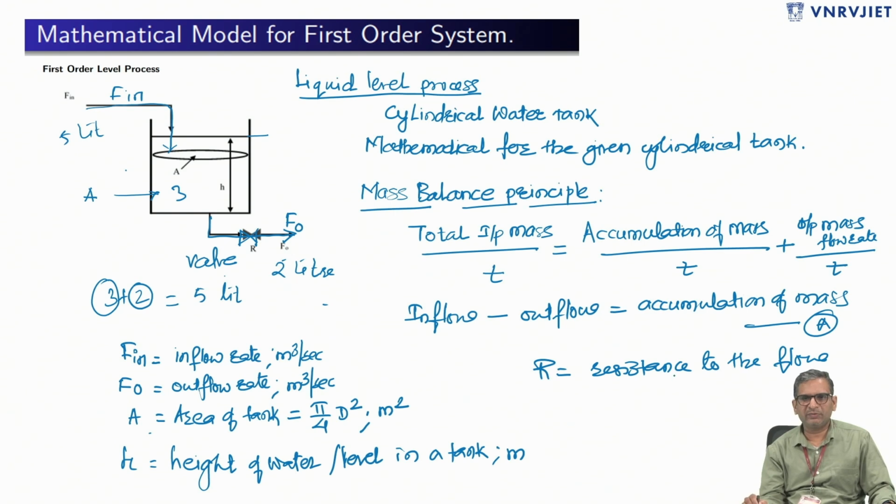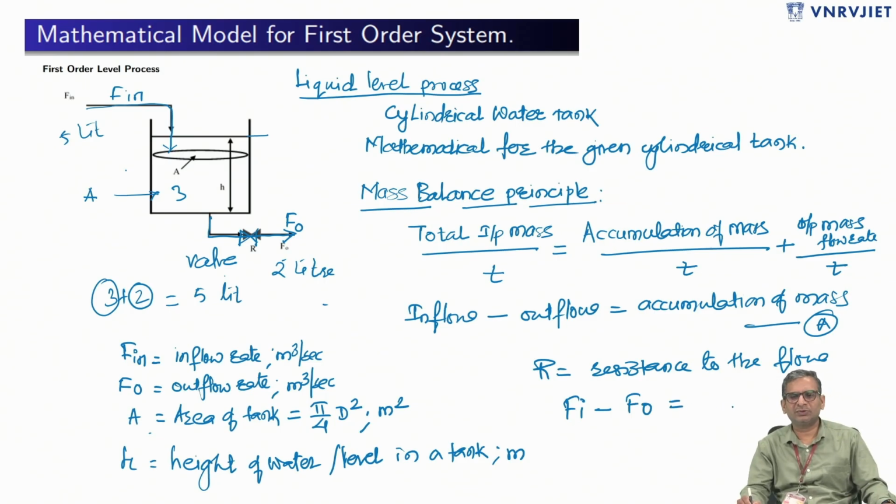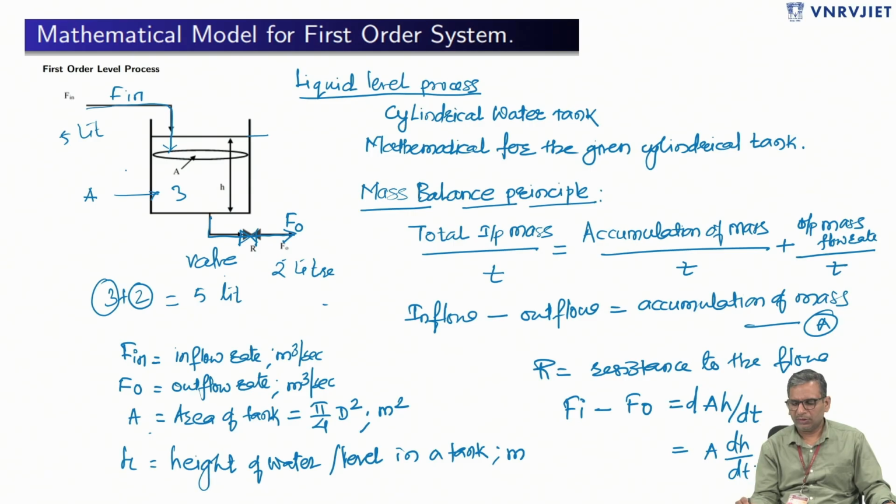So I will rewrite equation A in terms of these parameters. Fi is the input flow minus F naught is the output flow, equal to accumulation of mass. Accumulation of mass depends on the area of the tank, and it is A d(H)/dt. As area is constant, we can rewrite it as A into dH by dt. So let's say this is equation B.